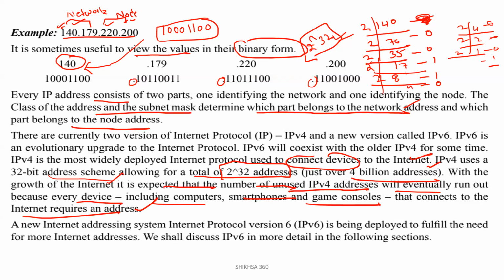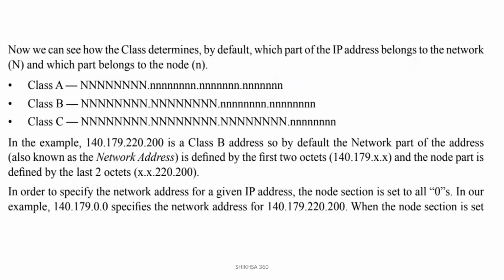So a new internet addressing system, Internet Protocol version IPv6, is being deployed to fulfill the need for more internet addresses. So now we have to discuss that in detail. Here we can see how the class determines by default which part of the IP address belongs to the network and which part belongs to the node. It depends.